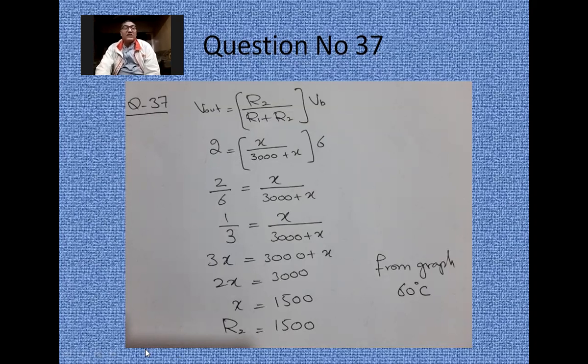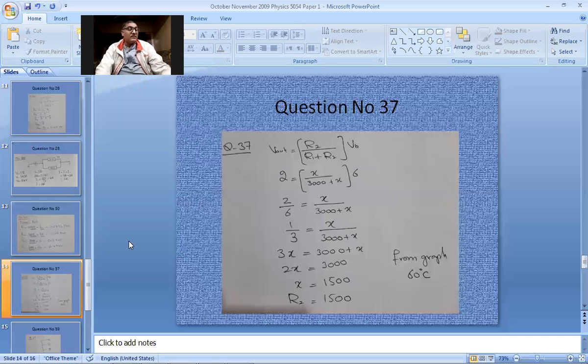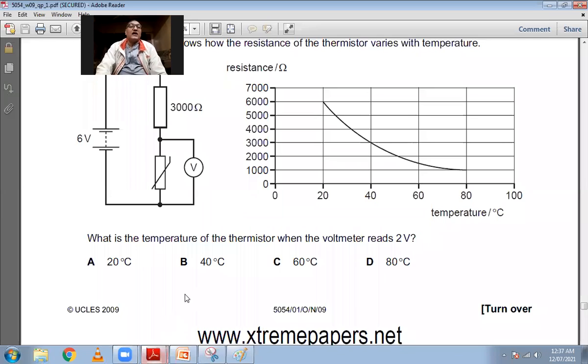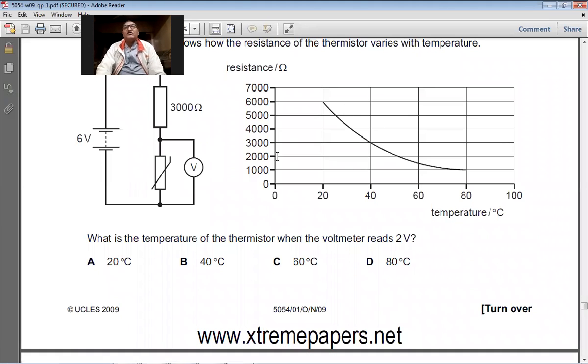So I can use the graph. I know that R2 is 1500. So from here, this is 1500. I will go to the graph, and when it cuts the graph, I will check what the value of X is, and that is 60. So the temperature is 60 degrees. So I think C is the right option.